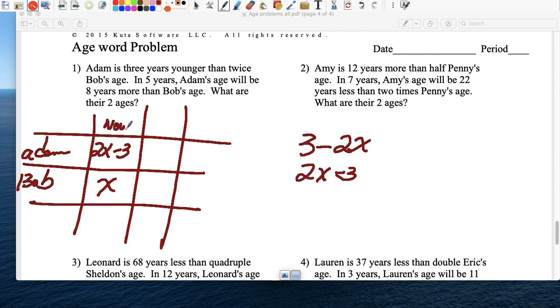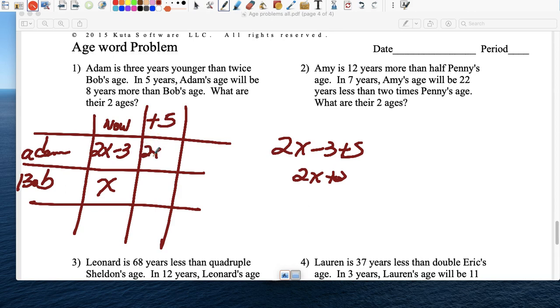Now, the question says in 5 years, so we need to set up the 5-year column. So we need to find their ages in 5 years. Adam in 5 years is going to be 2x minus 3 plus 5, which is the same thing as 2x plus 2. That's his age 5 years from now. Bob is going to be easy, x plus 5.